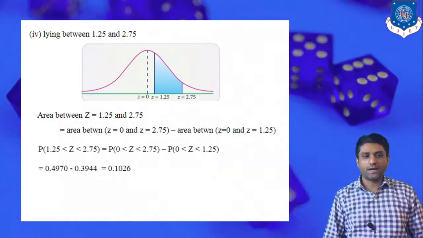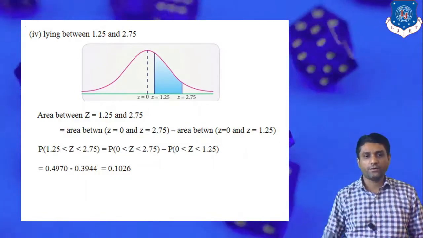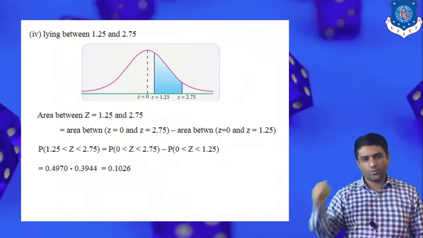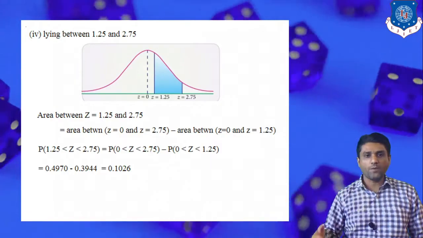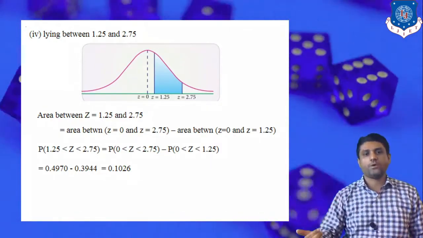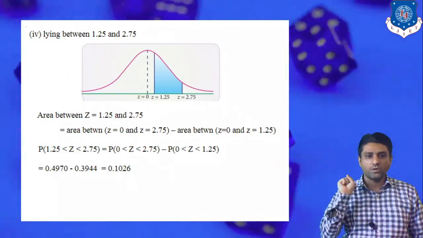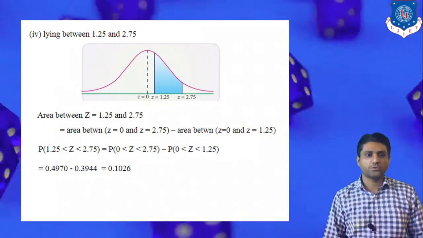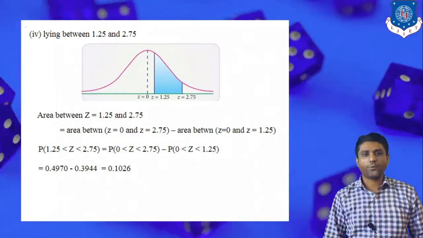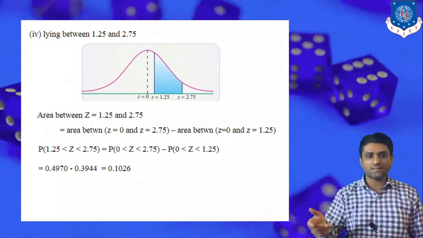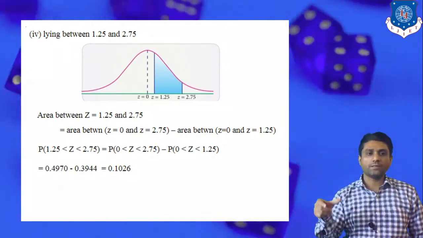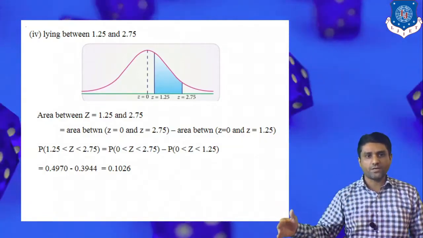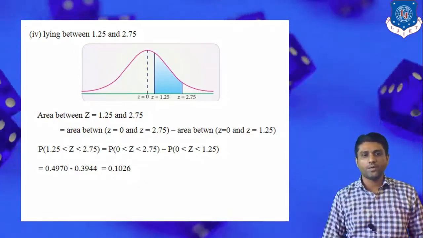So the probability of z lying between 1.25 and 2.75 is equivalent to the probability of z from 0 to 2.75, from which we subtract the probability of z between 0 and 1.25. Again we take help of the normal distribution table and obtain these two values, 0.4970 and 0.3944. I will show you in the next slide how we can obtain them, and by solving we obtain the probability of z lying between 1.25 and 2.75, which is exactly equal to 0.1026.